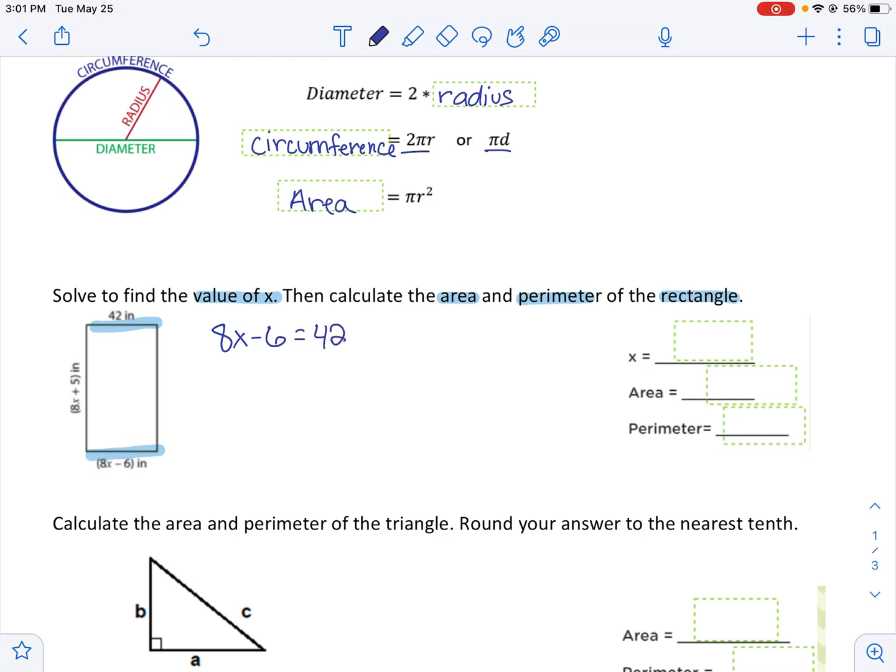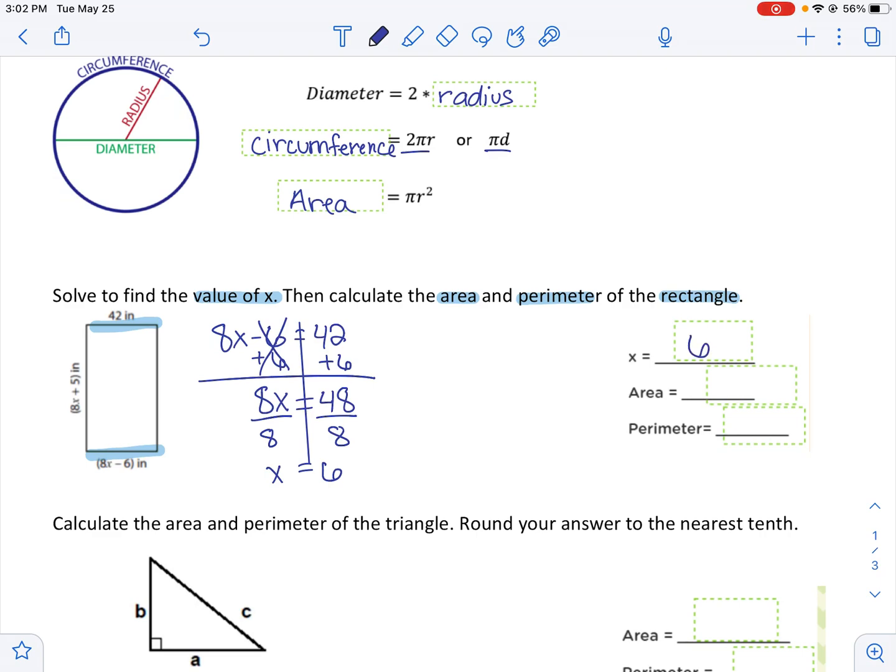Okay, we're going to solve by hand. So we're going to draw a line through our equal sign. I'm going to add 6 to both sides, which gives me the 6's cancel out. I have 8x is equal to 48. Then I'm going to divide both sides by 8. And I get x to equal 6.